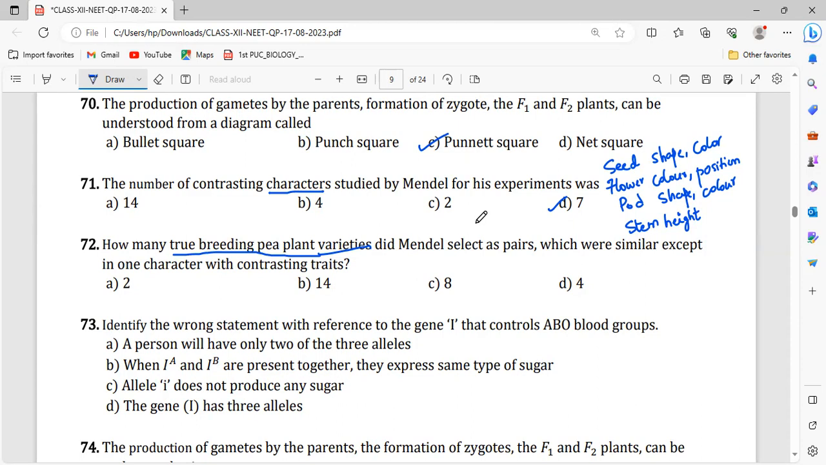If we take seed shape, seed shape is one character, but it has two contrasting traits. Which are the contrasting traits of seed shape? One is round and the other is wrinkled. So for every character he has chosen, there were two contrasting traits, right? Totally 7 characters were there, and each one of them has two contrasting traits. So totally it comes to 14. So there are 14 true breeding plants. One trait will be the dominant and the other will be the recessive.